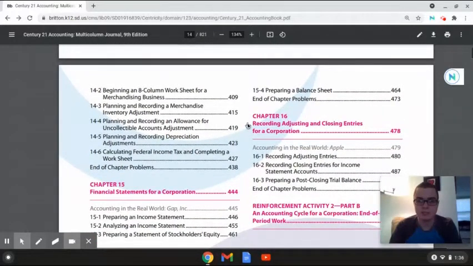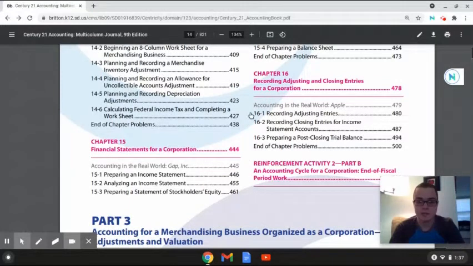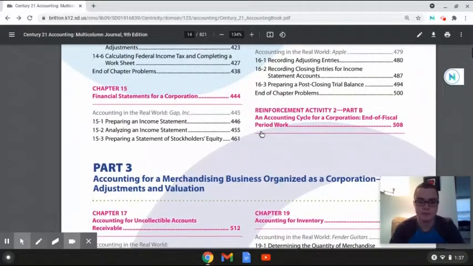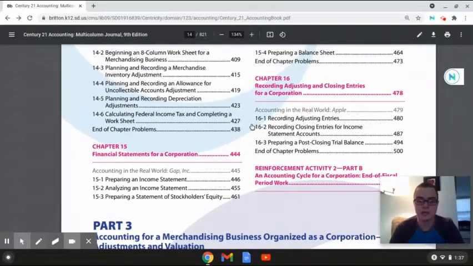Then we'll be moving on to Chapter 16, which is called Recording Adjusting and Closing Entries for a Corporation. So within this chapter, we will be learning about how to record adjusting entries, how to record closing entries for income statement accounts, and how to prepare a post-closing trial balance. And that is the end of Part 2, which is Chapters 9 through 16. So now I will be moving on to Part 3.